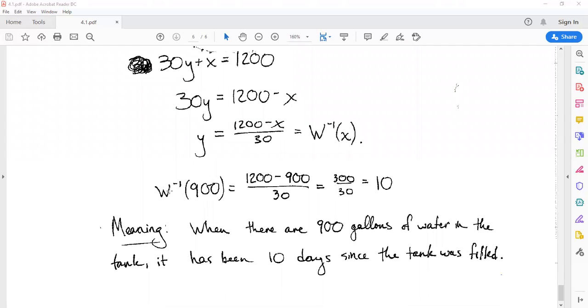So what we can say here is that the meaning of w inverse of 900 equals 10 is that when there are 900 gallons of water in the tank, it has been 10 days since the tank was last filled.